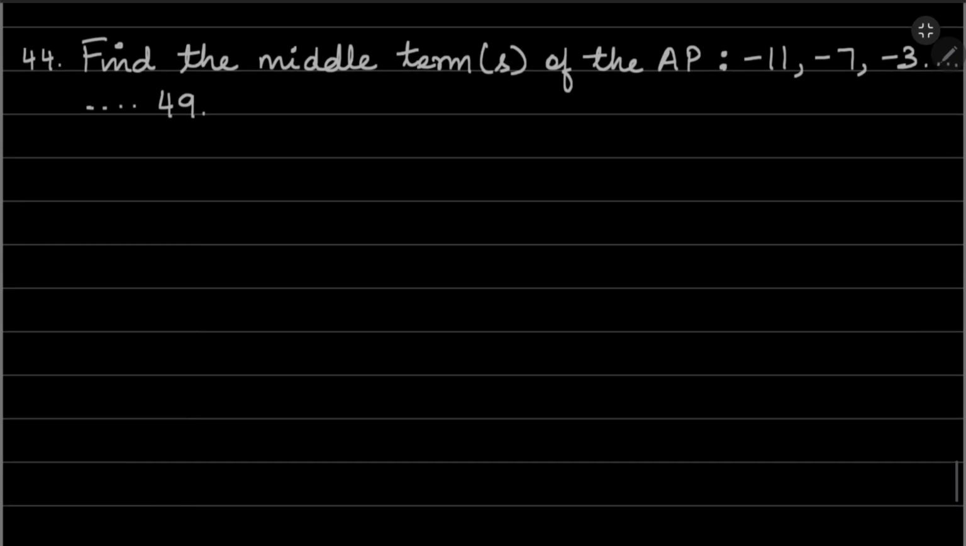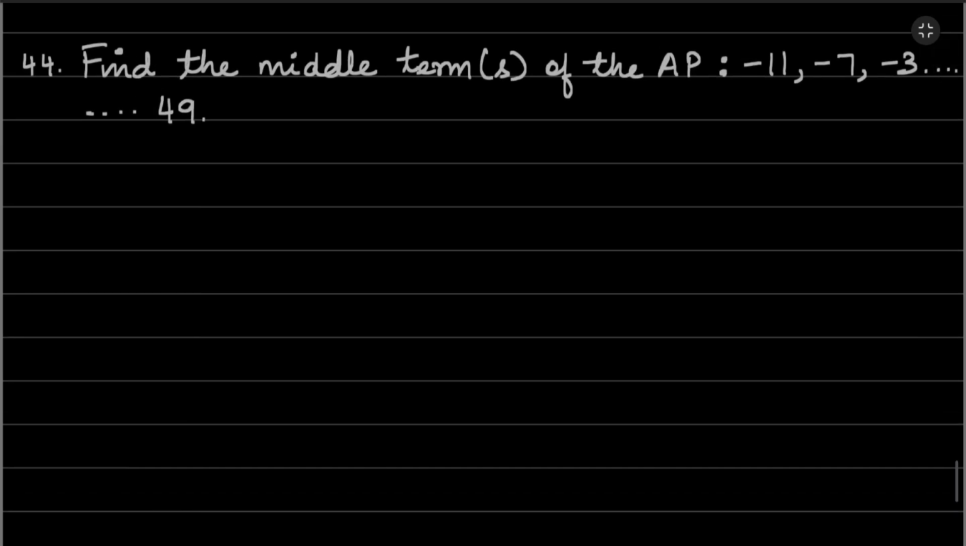The next question: find the middle term of the AP. So let us find out the first. In order to calculate the middle term, let's find out n. Here your AP is -11, -7, -3, and so on up to 49. So this is your a, this is your an.